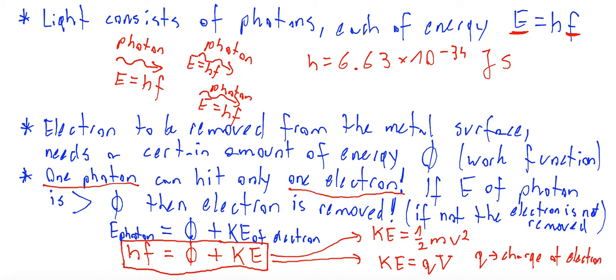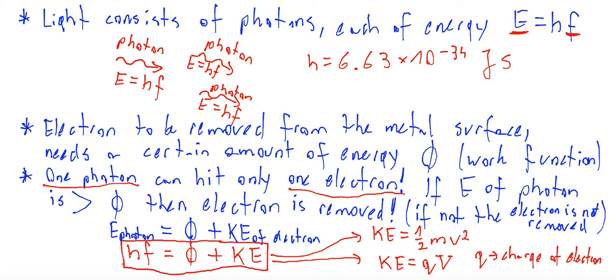So what is important here? Important is that the frequency of light means the energy of a single photon. The bigger the frequency is, the bigger the energy of a single photon. If the photon's energy is high enough, bigger than the work function, then the electron is removed. If not, the electron is not removed and the photoelectric effect doesn't take place.